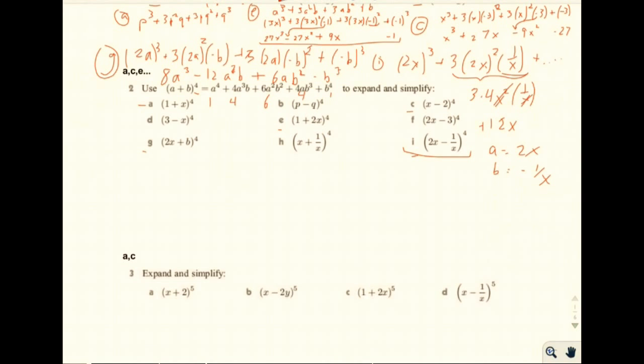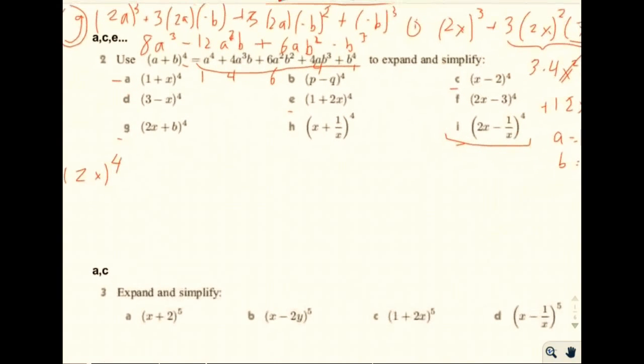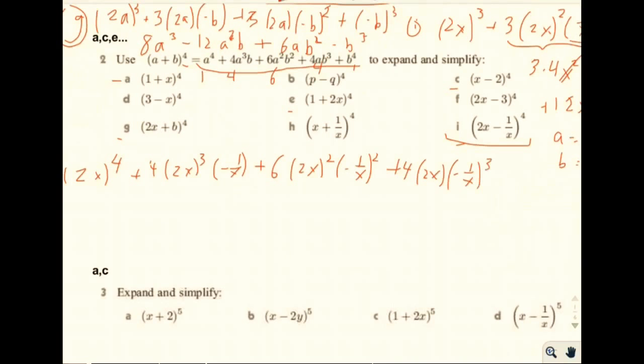They were nice enough to write this out for you, so I'm not going to rewrite it. A to the fourth would be 2x to the fourth. The next term would be 4 times 2x to the third, and b was negative 1 over x. Then 6 times 2x squared, negative 1 over x squared. Then 4 times 2x, negative 1 over x cubed, and then finally negative 1 over x to the fourth.